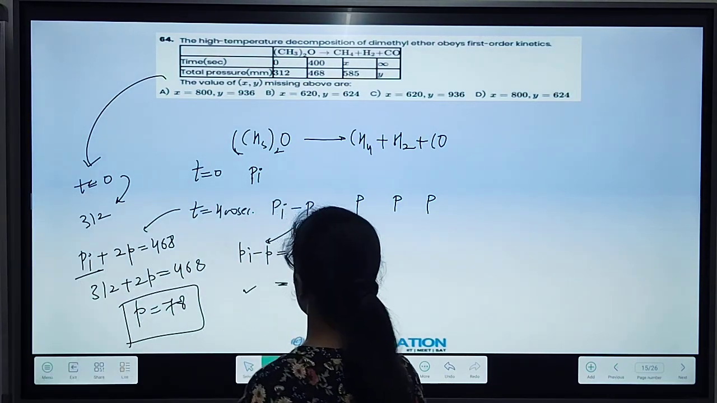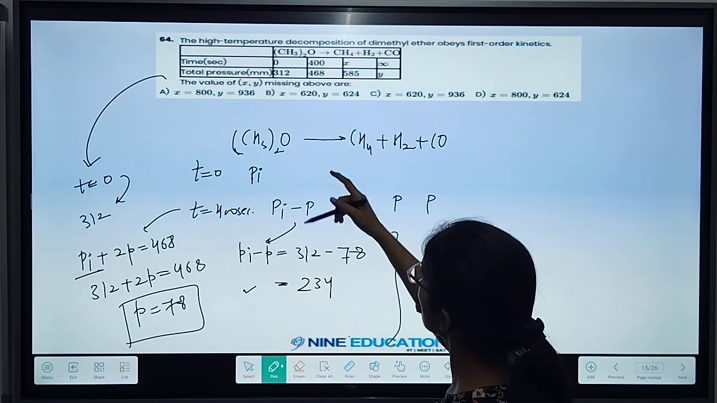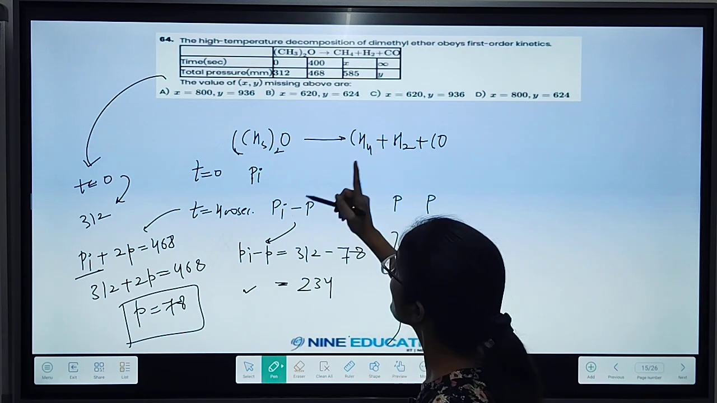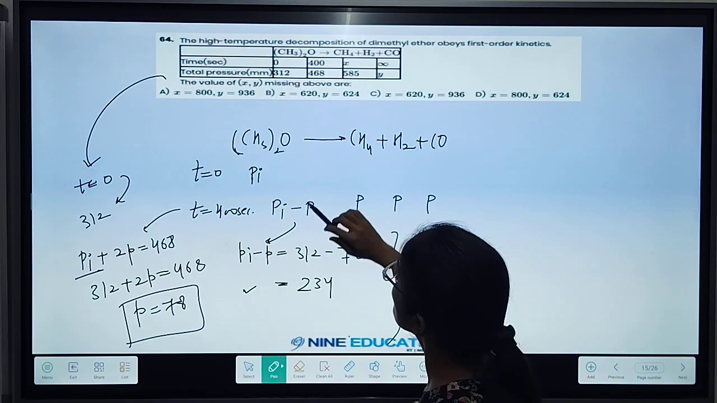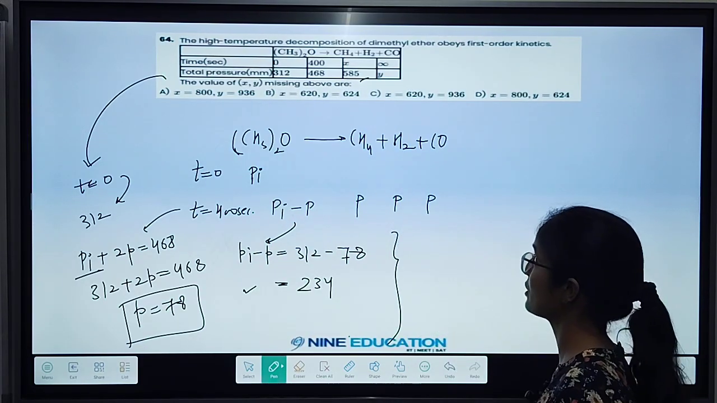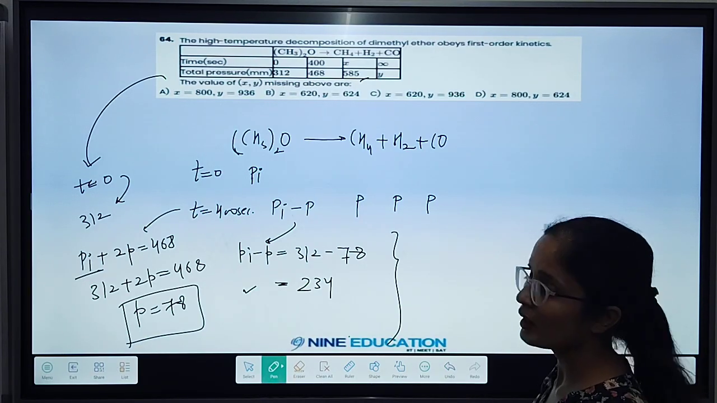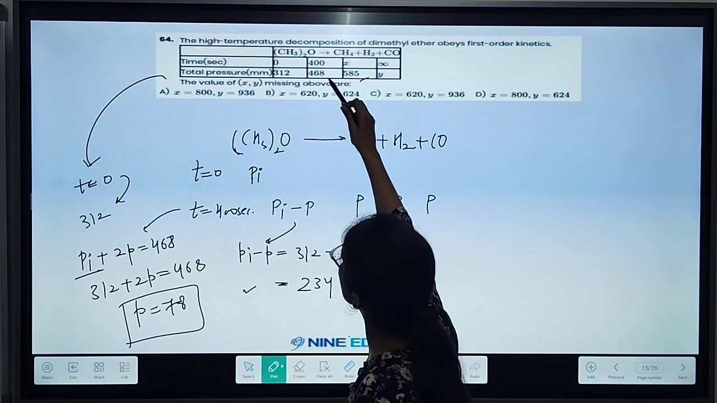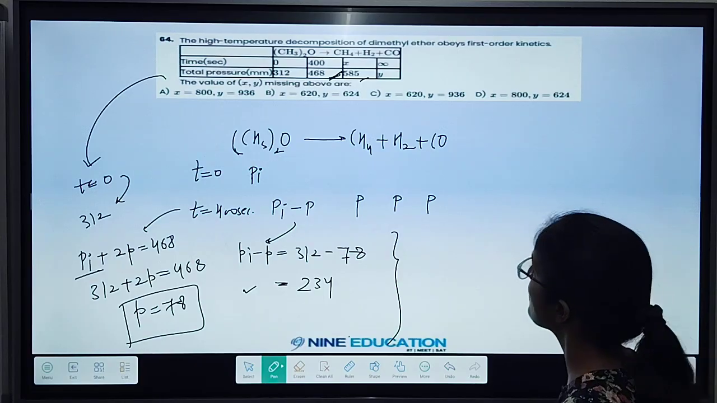Now why am I doing all this calculation here? Because if you see the terms they are asking, x and y, x is the time in seconds at which the total pressure will be 585. And we know that for a first order reaction, if we need to talk about time, it requires a k value, which means the rate constant. So with the help of this second piece of information, we can find the k value, or the rate constant, of this reaction.